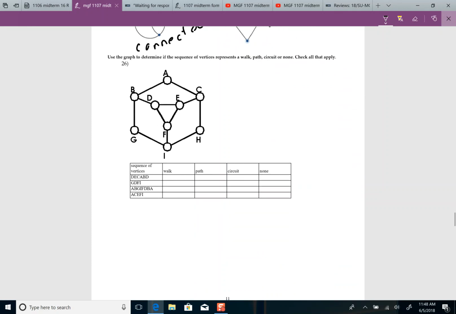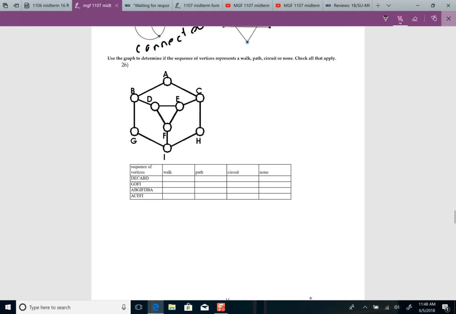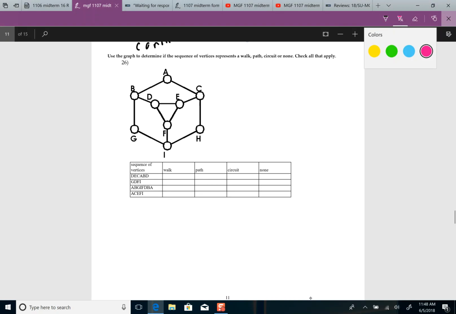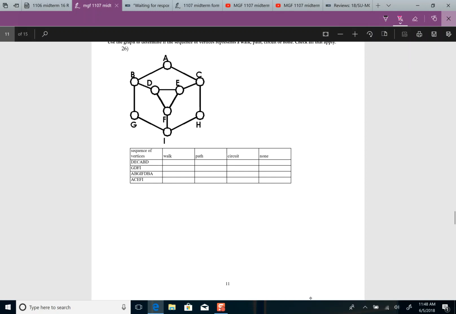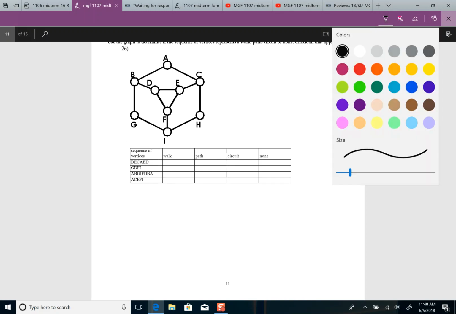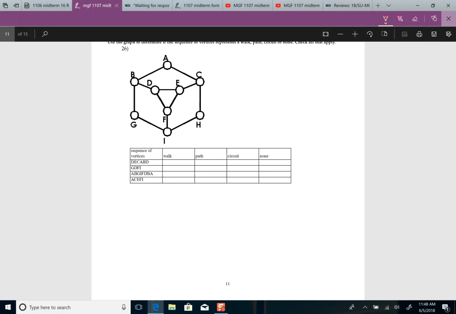In 26 it says determine if the sequence is a walk, a path, a circuit, or none, and it can be more than one, so it says check all that apply. I'm just going to try using my highlighter going over it. Maybe that will help, and then I'll probably have to erase each one of them, but that's okay. So the first one says D to E. Whoops. It's not actually doing it. Well, I guess we're not going to use the highlighter because it doesn't want to. Let's see if I can write a different color.